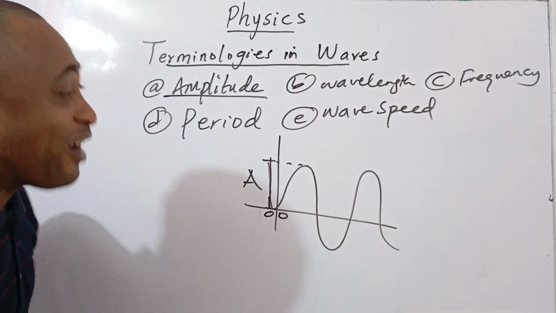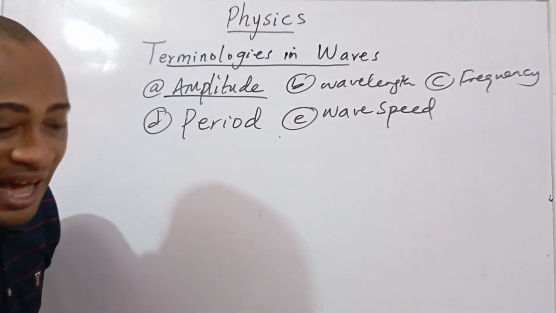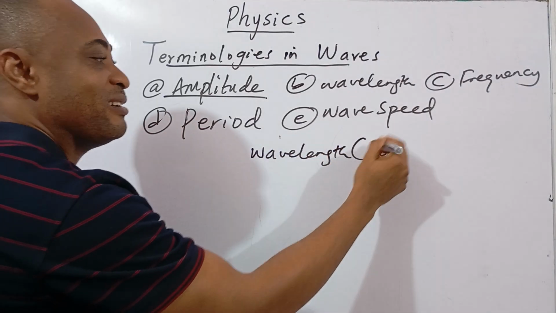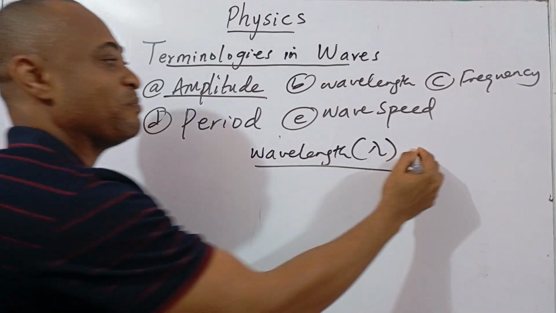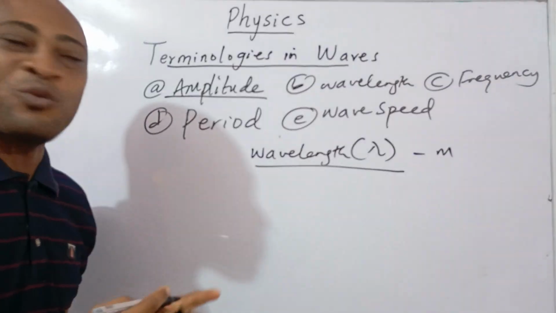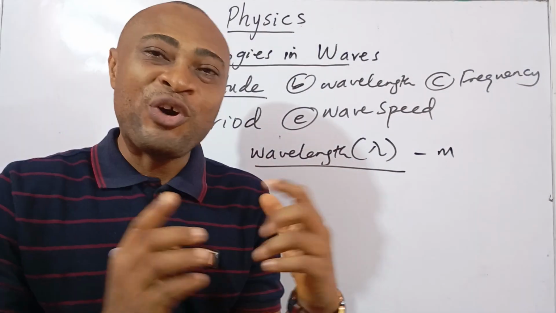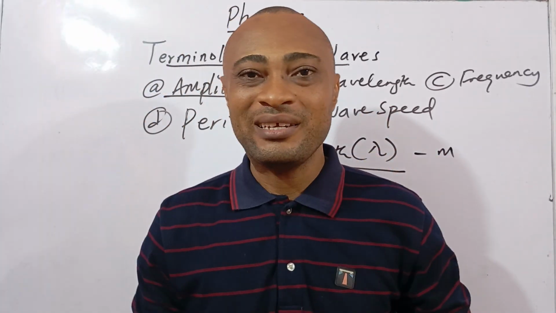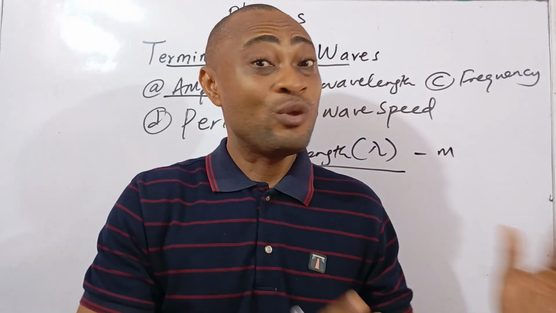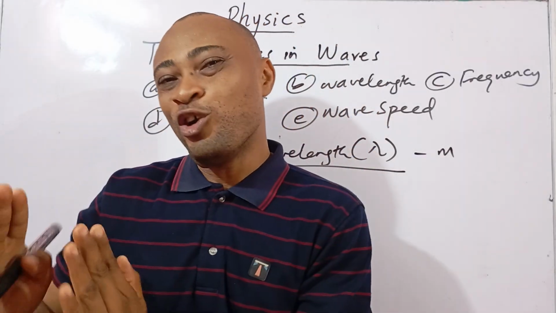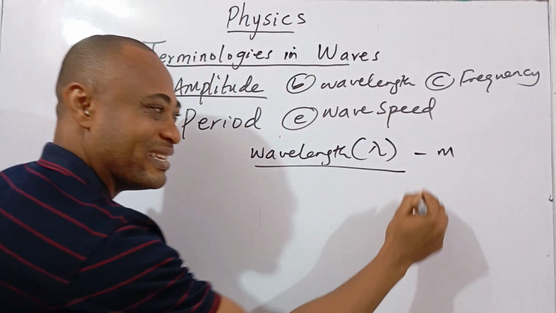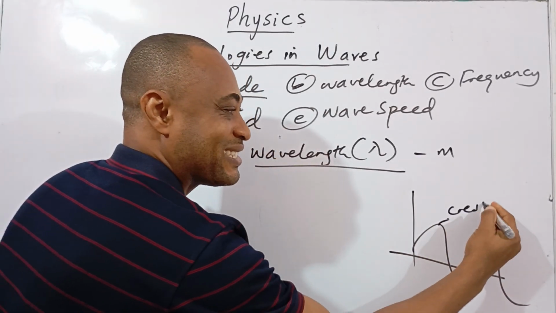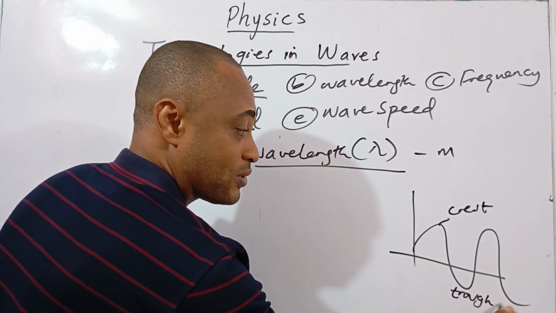Wavelength. Of course, our wavelength is depicted by the lambda. So where you see your wavelength, look at the lambda. And this is measured in meters. What is the wavelength? Now, I'm going to define this in two ways. Wavelength can be defined in terms of transverse waves or in terms of what? Your longitudinal wave. Please look at this. Take notes. This is my transverse wave. It has what? Crests and troughs.